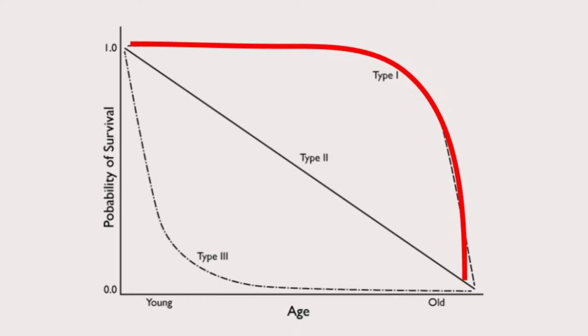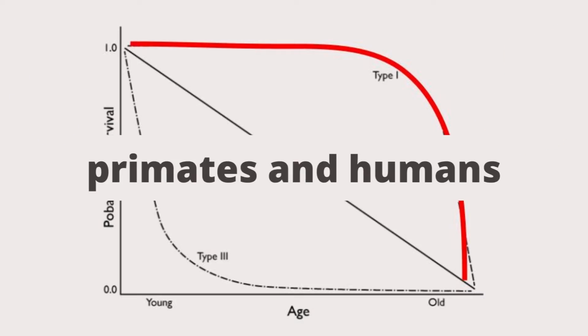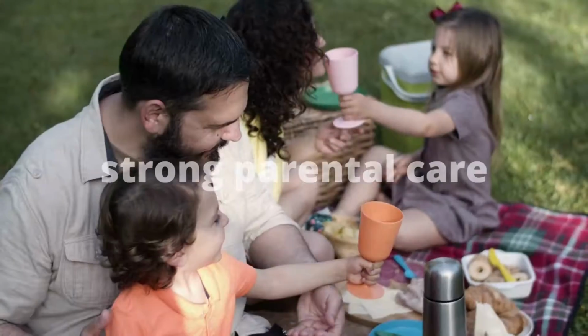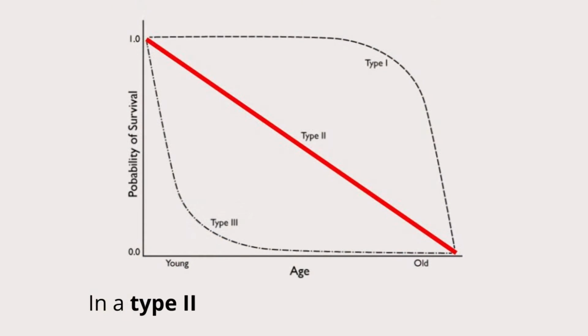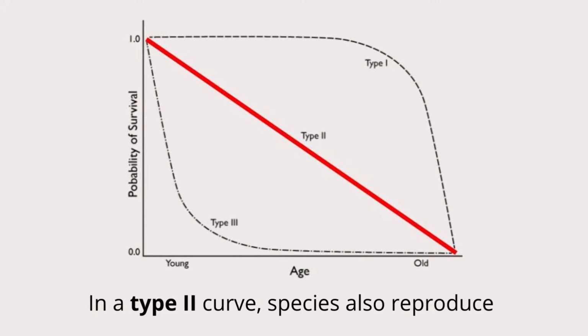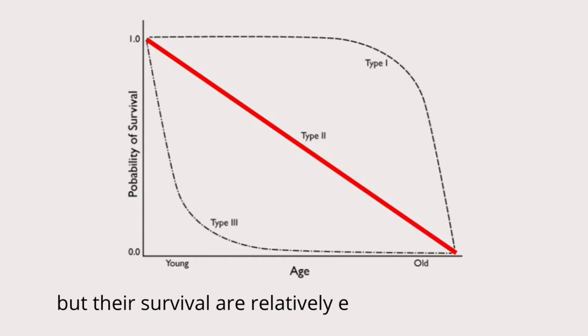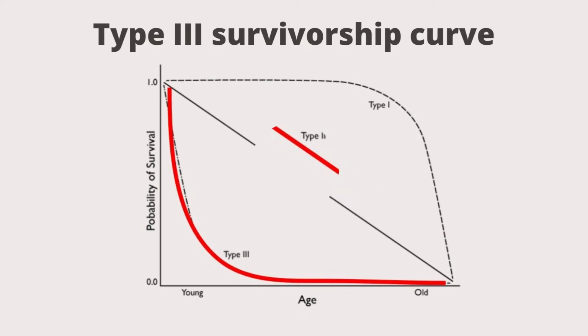In the Type 1 curve, species, mostly primates and humans, die of old age. They usually bear few offspring but tend to exhibit strong parental care. In the Type 2 curve, species also reproduce and parent the same way as those in Type 1, but their survival is relatively equal per age interval.